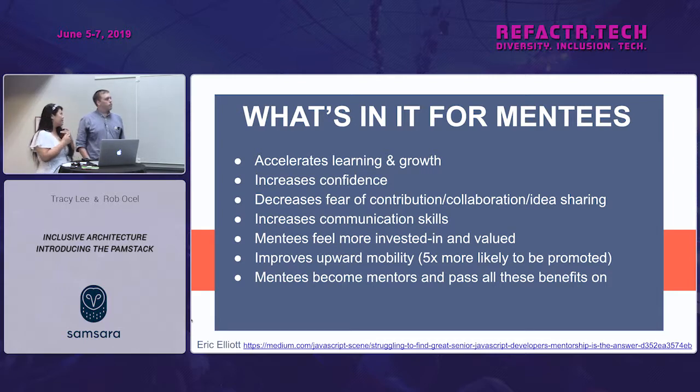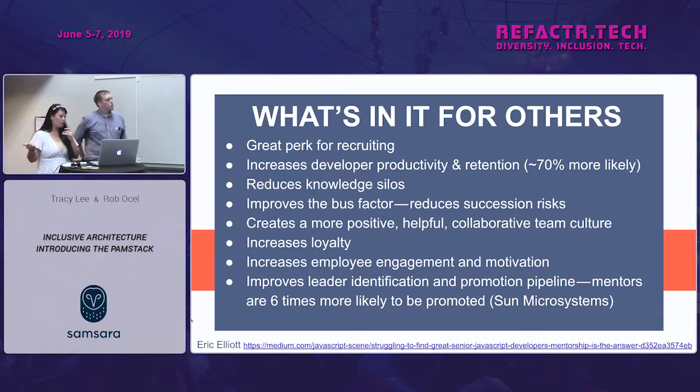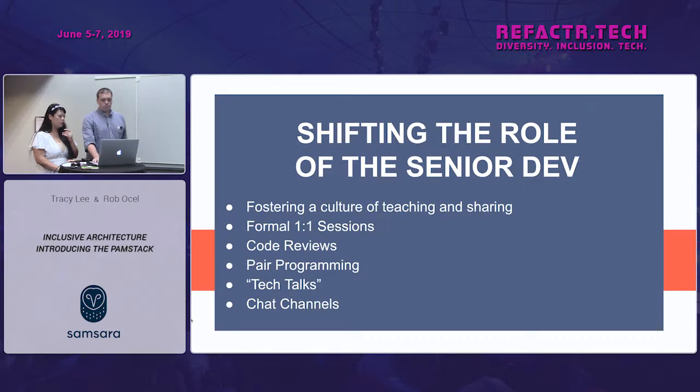And this is the statistic I was looking for. Sun Microsystems found that mentees are actually 5 times more likely to be promoted. Also, mentors are actually 6 times more likely to be promoted, which is super awesome too, for everybody else, right? Not just the mentees. There are great perks for mentoring, great perks for recruiting, reducing the knowledge silos, like we talked about, reducing the hit-by-a-bus factor, of course, as well, and it just makes for a more positive, collaborative team culture.